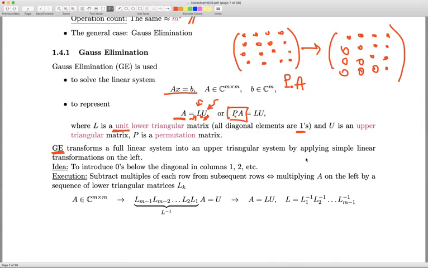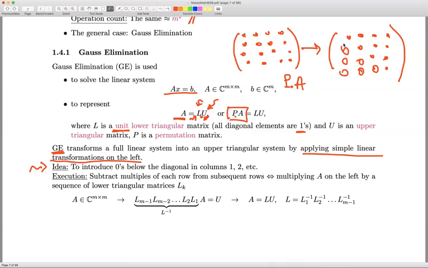And how does it do that? It does that by, as you know, staying on a particular row, and then you add to this row another row of the system multiplied by a number. So this is basically a simple linear transformation, and we will see how this can be expressed in terms of matrices. So the idea is to introduce zeros below the diagonal in the columns of the matrix.